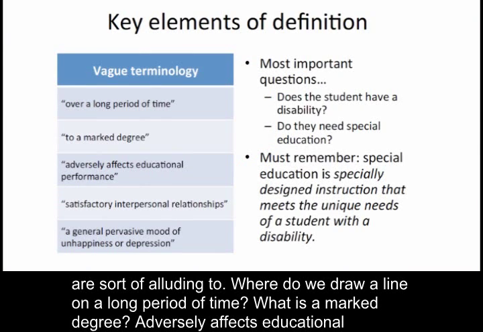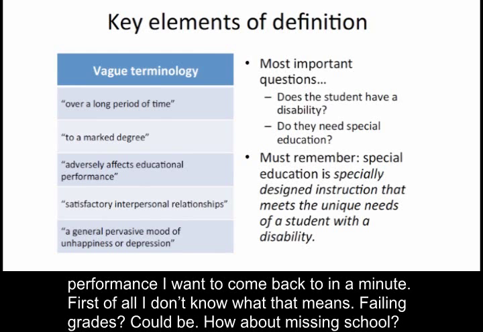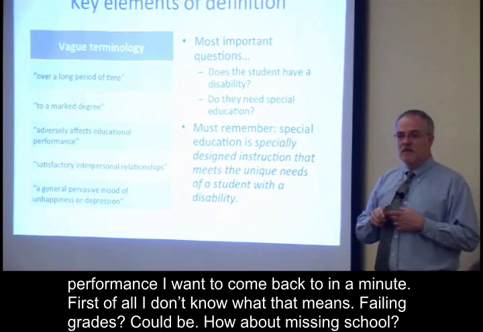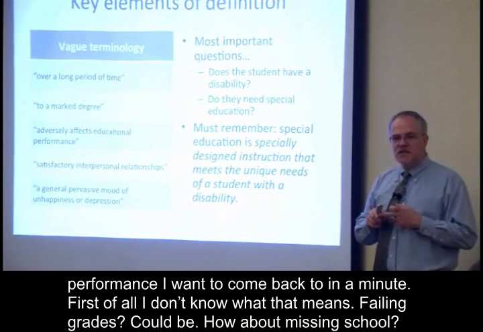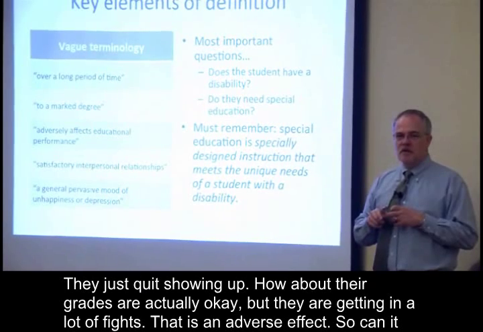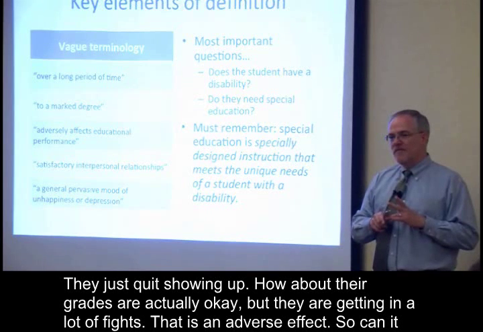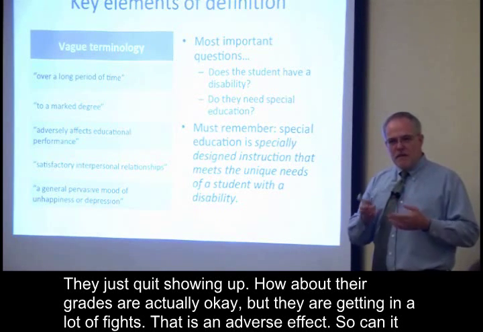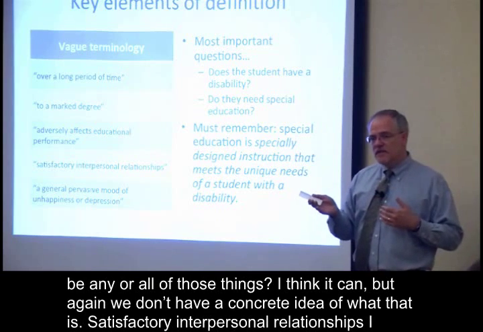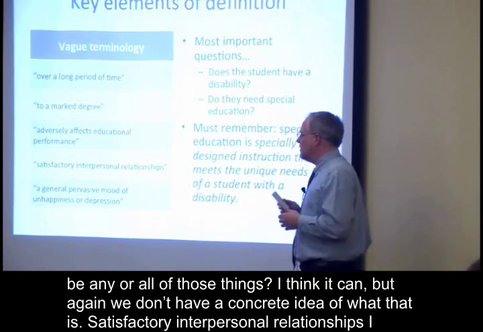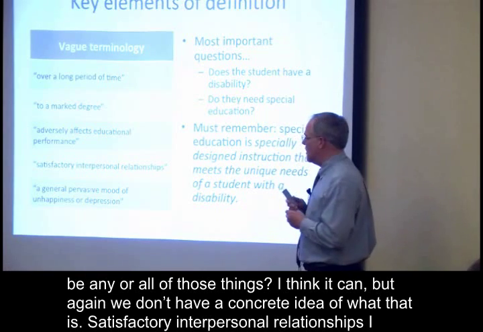Adversely affects educational performance, I want to come back to in a minute. First of all, I don't know what that means. Failing grades? Could be. How about missing school? They just quit showing up. How about their grades are actually okay, but they're getting in a lot of fights? That's an adverse effect on... I mean, so can it be any or all of those things? I think it can. But again, we don't have a concrete idea of what that is.